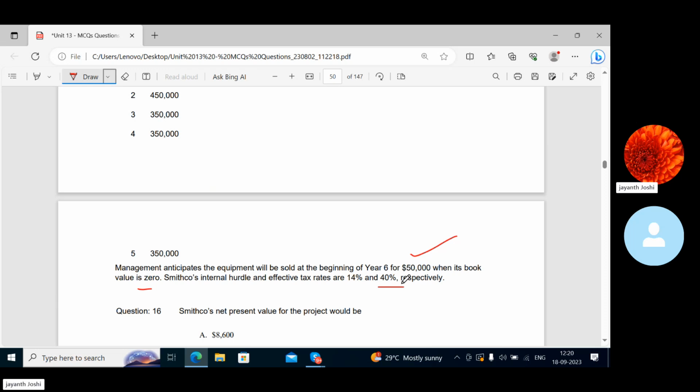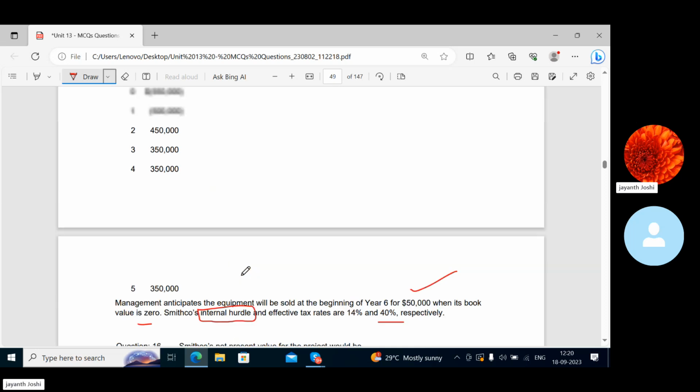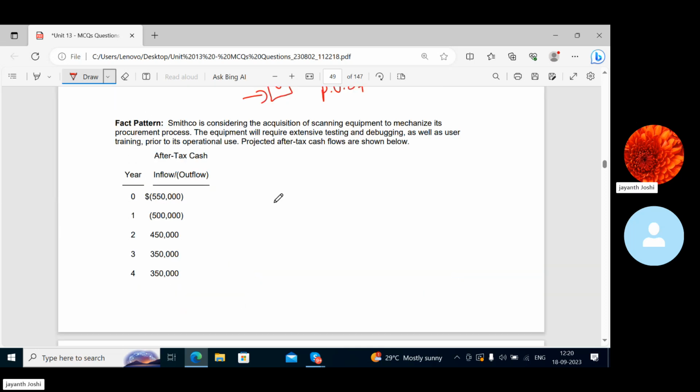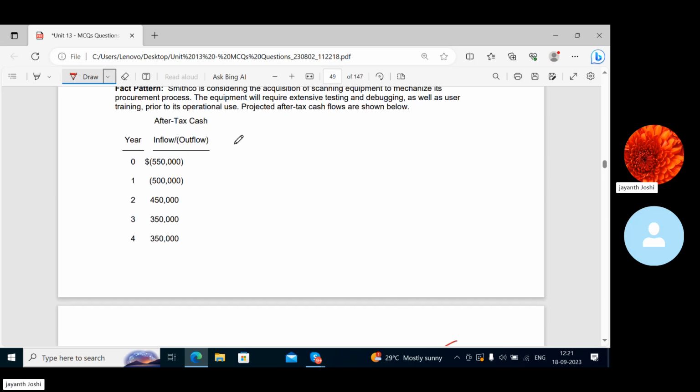It's given, right? Your internal hurdle rate is not the IRR, that is the internal hurdle. That is the discount factor, the hurdle rate, right? It's not IRR. I purposefully told you that to confuse you, but you did not say it's the internal hurdle, though at last you realized.